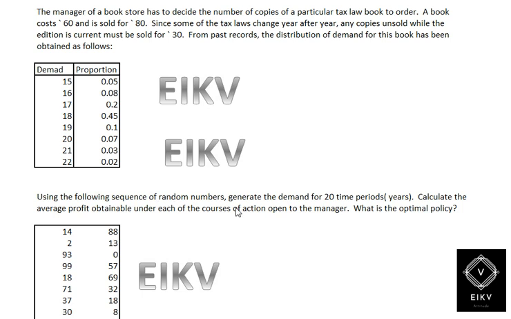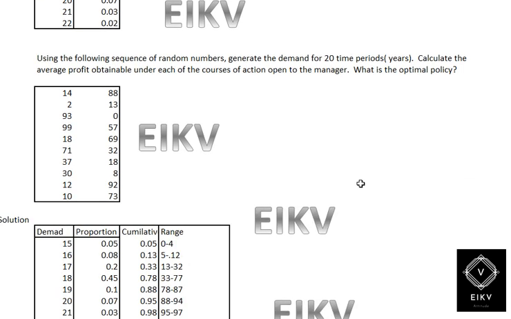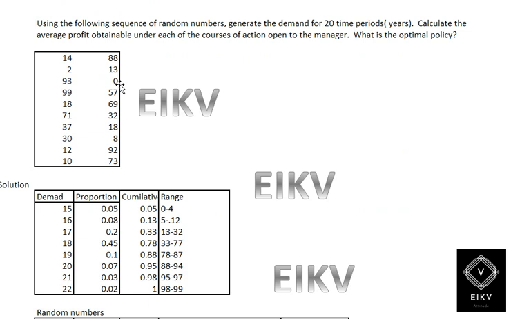Using the following sequence of random numbers, generate the demand for 20 time periods, years. Calculate the average profit under each course of action open to the manager. What is the optimum policy? Then they have given 20 random numbers, and we need to check them and find the demand for the same.